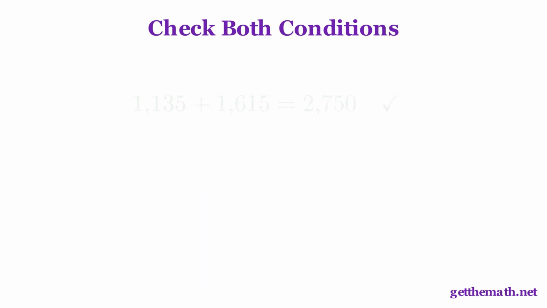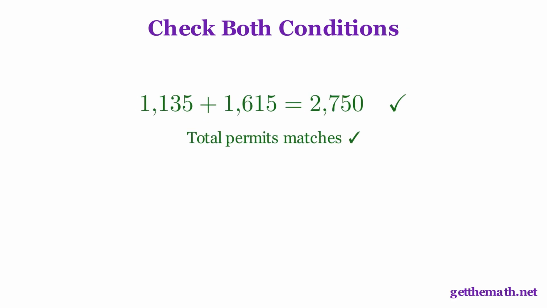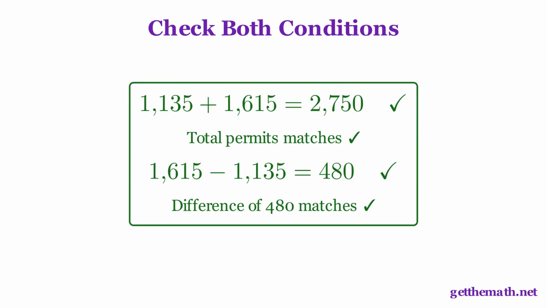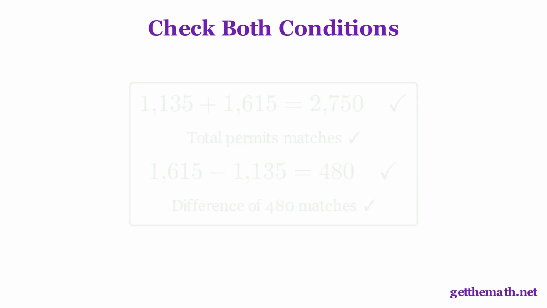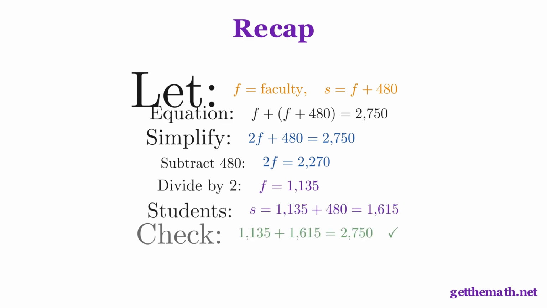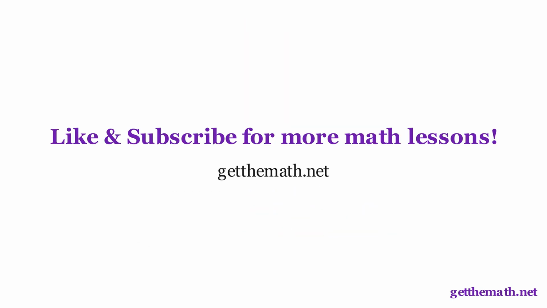Step 5. Check your answer. Faculty plus students. 1,135 plus 1,615 equals 2,750. That matches our total. Check. Faculty permits, 1,135. Student permits, 1,615.